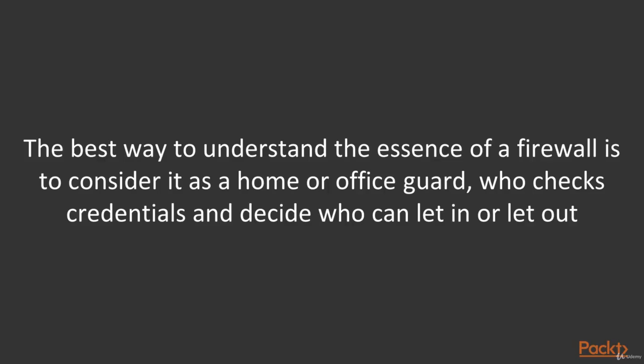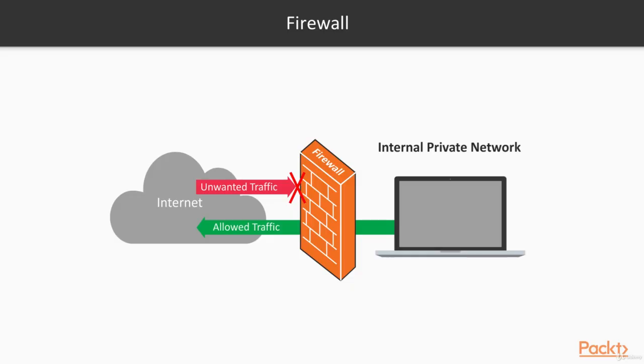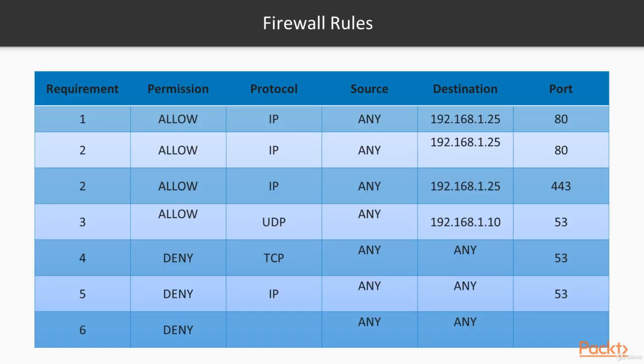The best way to understand the essence of a firewall is to consider it as a home or office guard who checks credentials and decides who can be let in or let out. In this picture you can see how a firewall defends us from unwanted traffic. If we don't have a firewall, anybody can easily penetrate our network or host and take or do everything they want. How does a firewall know who is allowed to pass and who is not? You must tell it this information. How? By so-called firewall rules that you should create and pass to your firewall to follow.